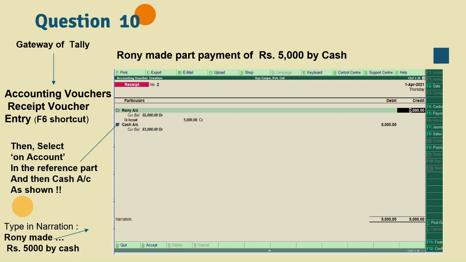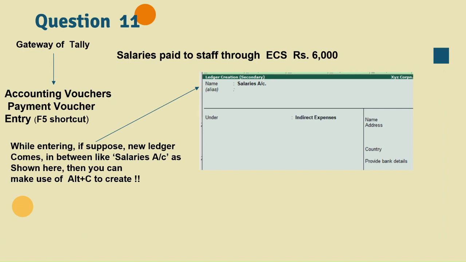Next is Roni made part payment. So we receive from our debtor. So receipt voucher you have to click, and then receipt Roni is credit, and then debit cash account, because already we sold goods to him. So on that he has paid part payment of 5,000 rupees.